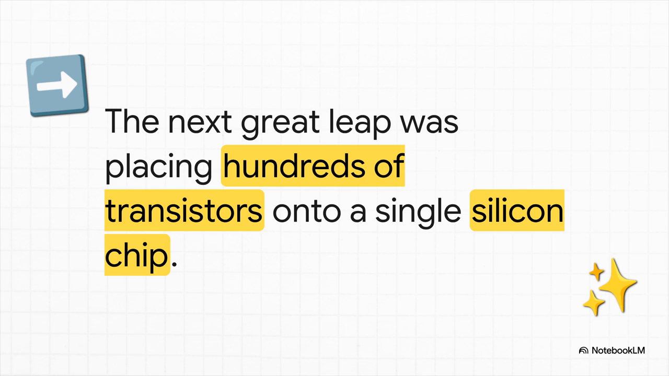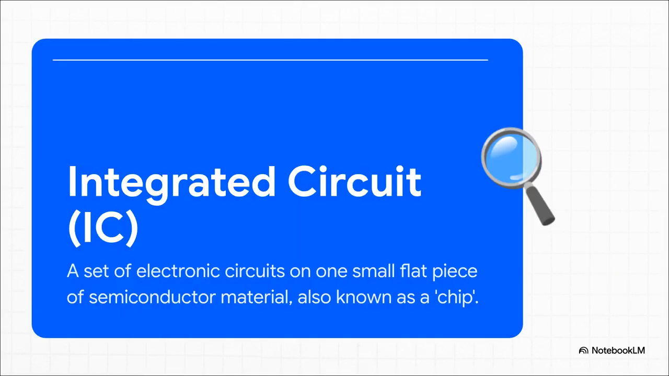So, the next thought was pretty logical, right? If one transistor is great, what's better? Well, what about hundreds or thousands? Or, hey, what about millions, all working together perfectly? The huge breakthrough was figuring out how to build and connect huge numbers of these transistors on one tiny little piece of silicon. Which brings us to our next essential term, the integrated circuit.